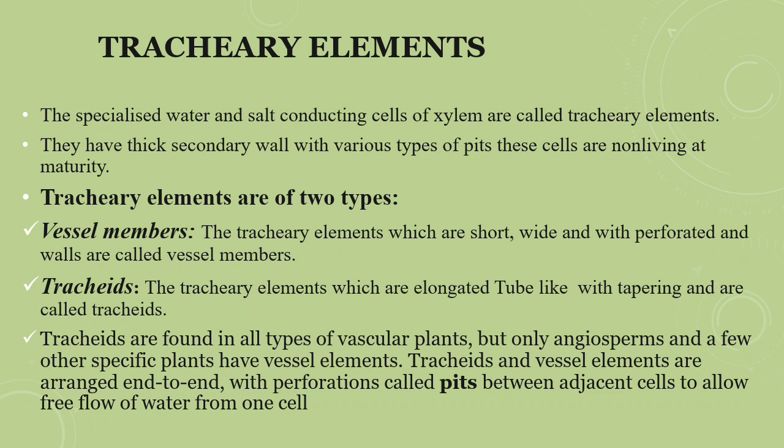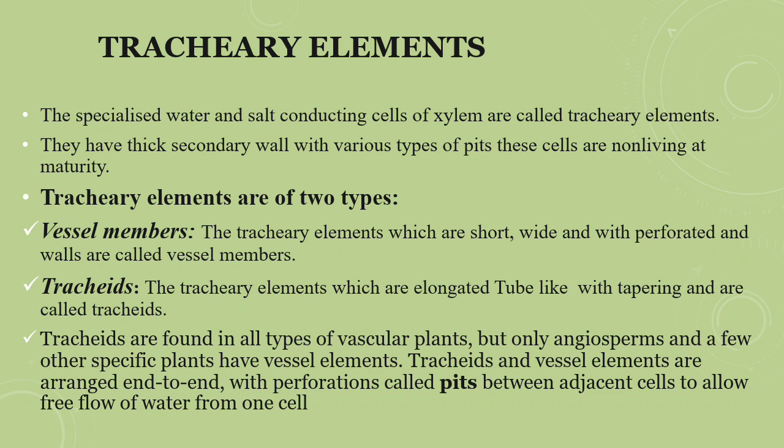Vessel members. The tracheary elements which are short, wide and with perforated end walls are called vessel members. Tracheids. The tracheary elements which are elongated, tube-like with tapering ends are called tracheids. Tracheids are found in all types of vascular plants, but only angiosperms and a few other specific plants have vessel elements.